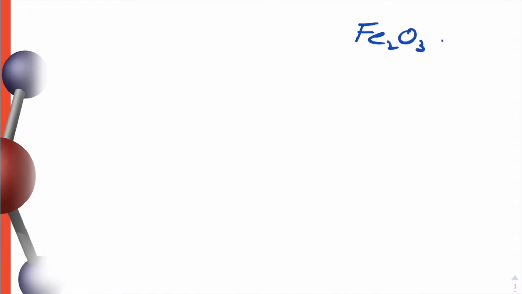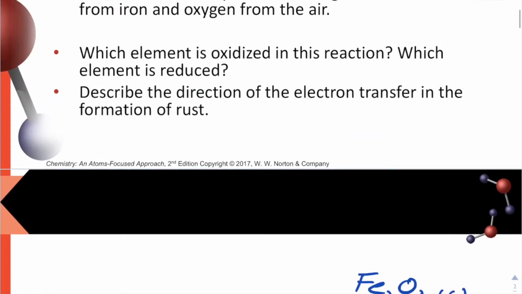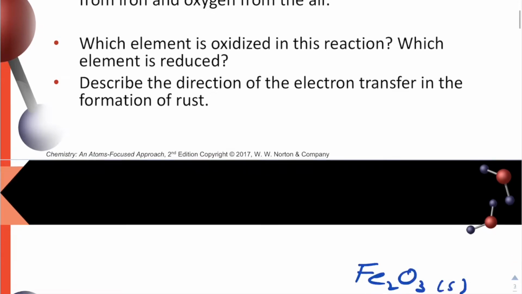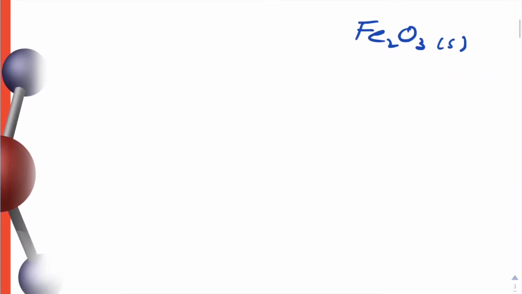So you look at this description, it says iron and oxygen, so you should be able to say to yourself, okay, well, I need elemental iron, and I have to react it with oxygen in the air to give me Fe2O3.